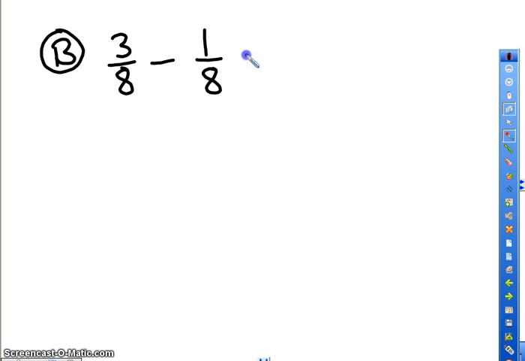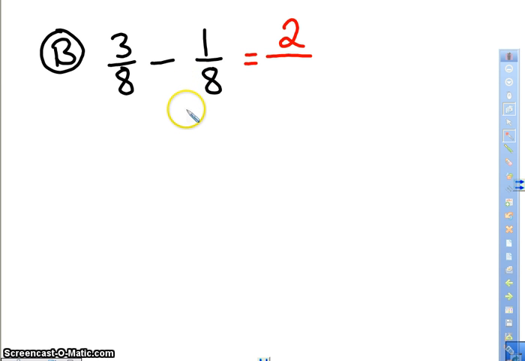3/8 minus 1/8. So I'm going to subtract my numerator. 3 minus 1 is 2. And my 8, once again, it wouldn't make sense to take 8 minus 8, and then I would get 0. Okay, so that does not make sense to do. Once again, I'm not changing the size of my pieces, so the denominator stays the same.